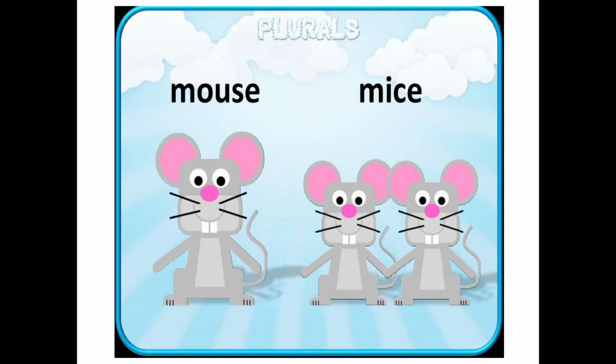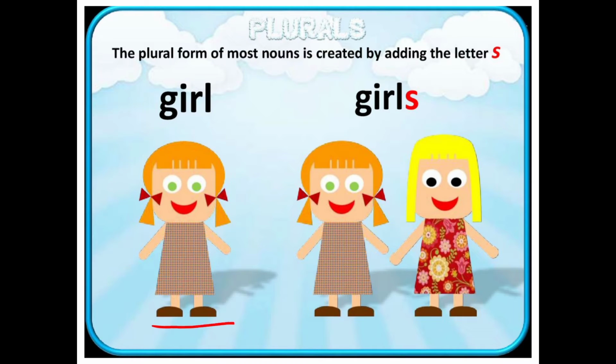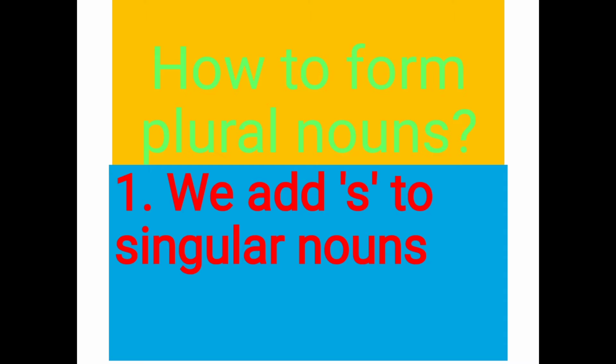One mouse, a singular number, is known as mouse, and the plural of mouse will be mice. It means a noun which refers to more than one person or thing is known as plural number. One girl, singular form, and girls, that is an example of plural number. Let us understand how to form plural nouns.